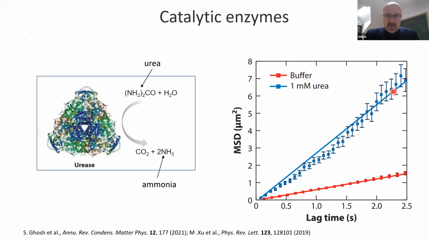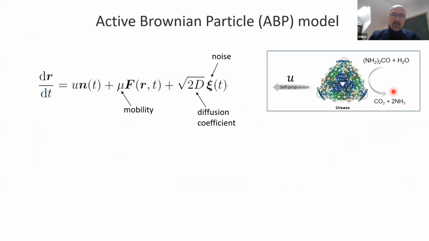Experiment shows significant enhancement of this diffusion coefficient. So these experiments are usually interpreted in terms of active Brownian particle model. So we suggest that this urease catalyzes a reaction, and each reaction leads to a net displacement in a certain direction, which can then be represented by the self-propulsion velocity.